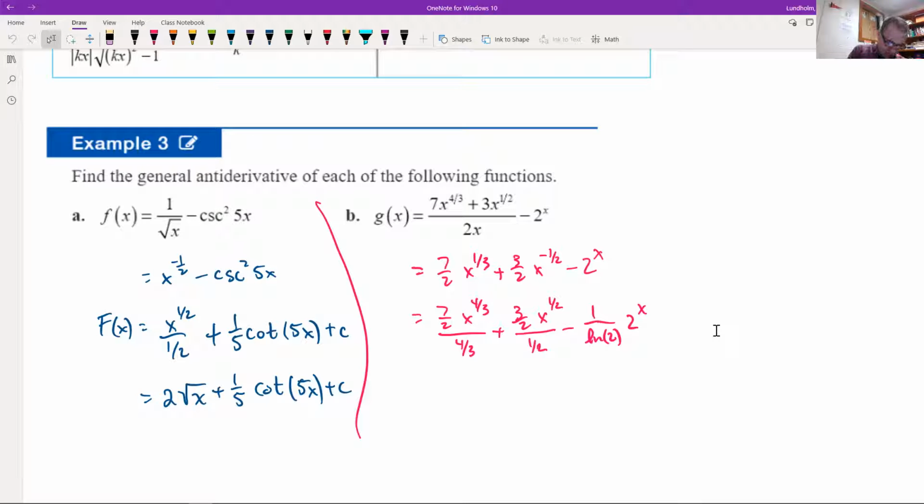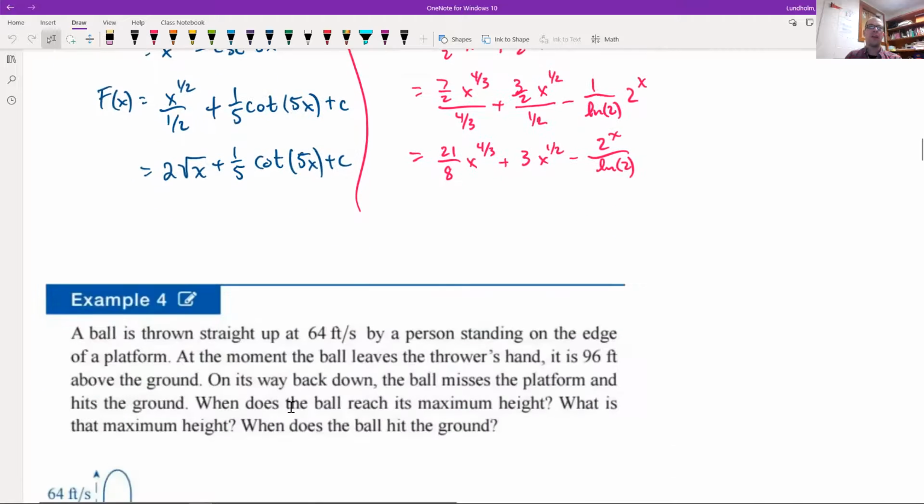And so, I mean, this probably could be cleaner. On the top, I think we'd have 21/8 x to the 4/3 plus 3x to the 1/2 minus 2 to the x over the natural log of 2. Okay, that looks well enough for me at least. Cool. All right, moving on.